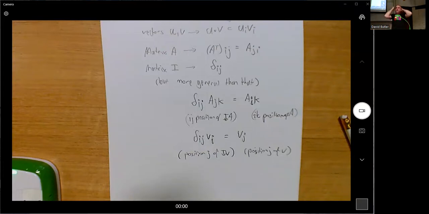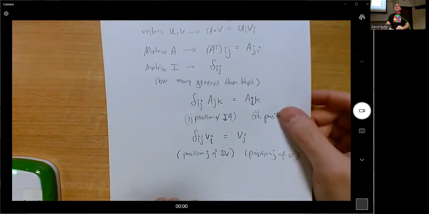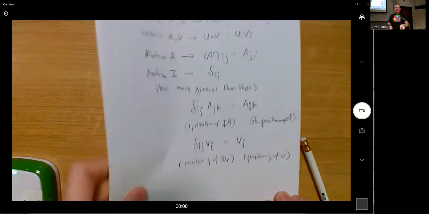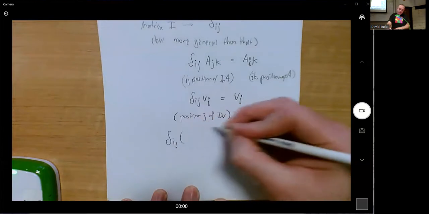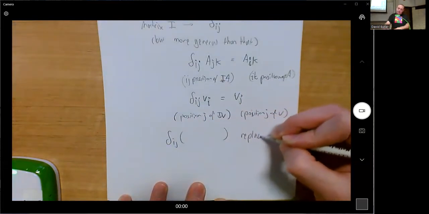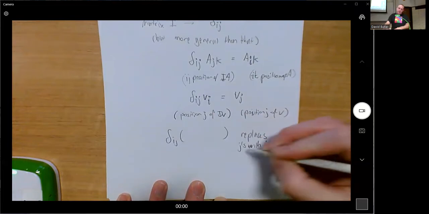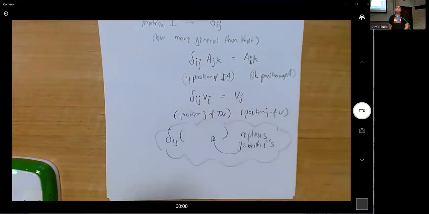Okay. I believe there were rules about what deltas did, like multiplying. Oh no, that's the epsilons and the deltas, isn't it? This is the only rule I know off the top of my head of what the deltas do. So now we have in our head a new rule which says delta_ij times any crap replaces j's with i's in this crap here. Probably only in the thing right next to it, I'd say.